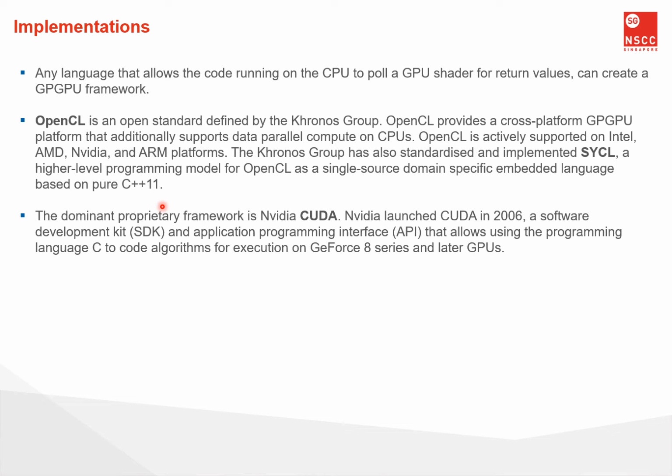The dominant platform, though, is not the open platform. OpenCL is the open platform, so it's available on multiple implementations, on multiple CPUs and GPUs. But the dominant player in this space is actually NVIDIA. They produce graphics cards, but they also define the programming model called CUDA for this group of graphics cards. NVIDIA launched CUDA way back in 2006, and it's a software development kit and application programming interface that allows the use of their hardware to code those accelerated computations on their GPU hardware.